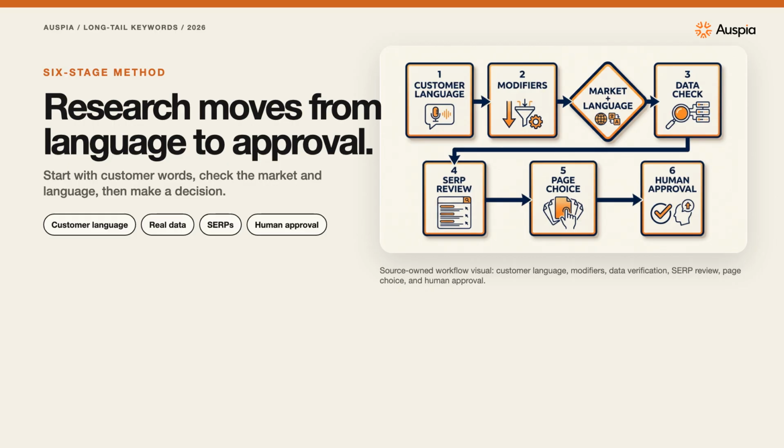CPC and paid competition describe an advertising market. They do not prove organic ranking difficulty. A provider's keyword difficulty is a model competition signal, not a promise that a page will rank. Search console impressions describe your site's exposure. They do not measure demand for every competing site. Use each number as evidence with a label, never as a final verdict.